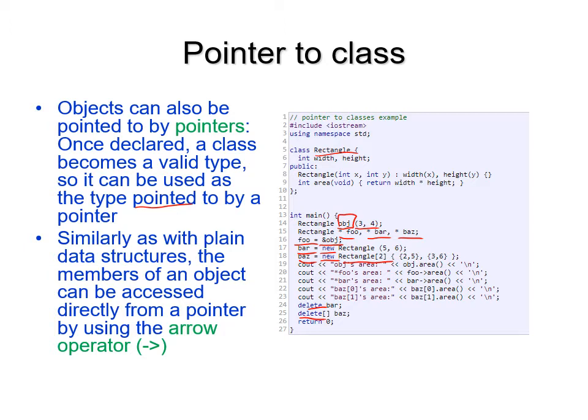Now, to access the data or functions inside the object, you should use the arrow operator. Therefore, you can see in this example, for the foo and bar pointers, when calling the area function, it uses the arrow operator. Okay, but for the baz pointer, because it is allocated as an array, we use it as an ordinary array, so we use the dot operator to call its function instead of using the arrow operator.